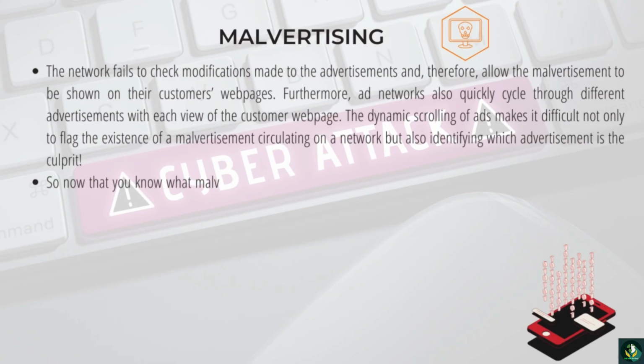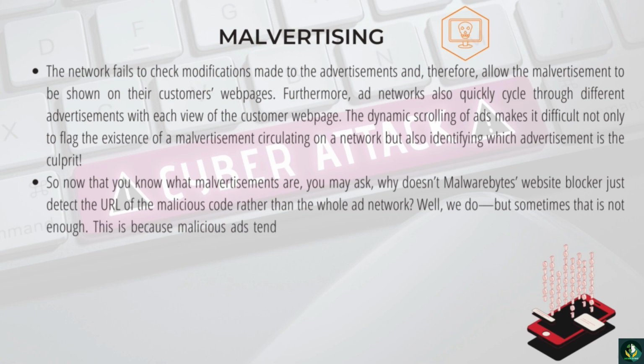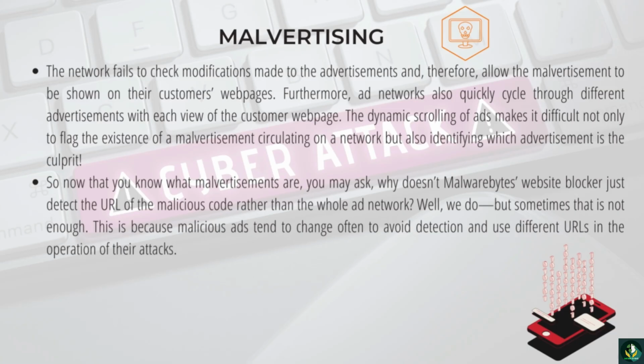So now that you know what malvertisements are, you may ask, why doesn't the Malwarebytes website blocker just detect the URL of the malicious code rather than the whole ad network? Well, we do, but sometimes that is not enough. This is because malicious ads tend to change often to avoid detection and use different URLs in the operation of their attacks.